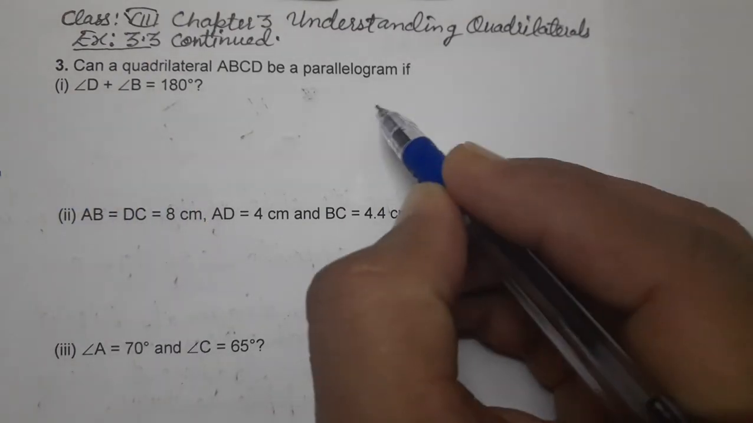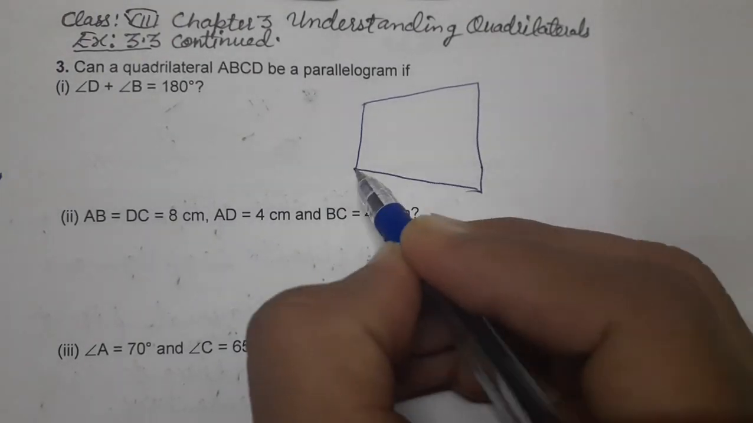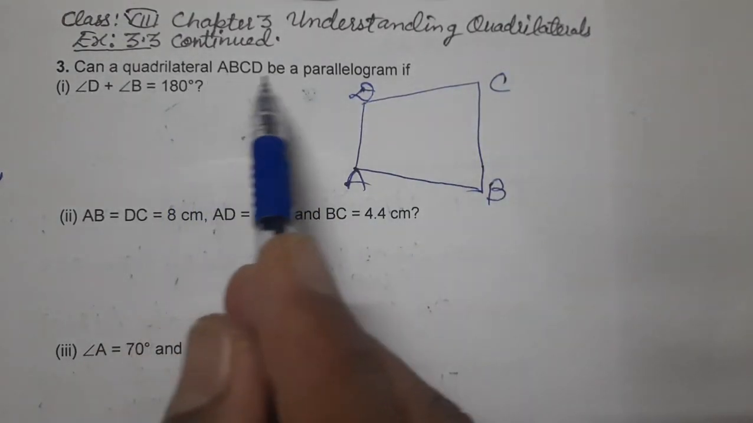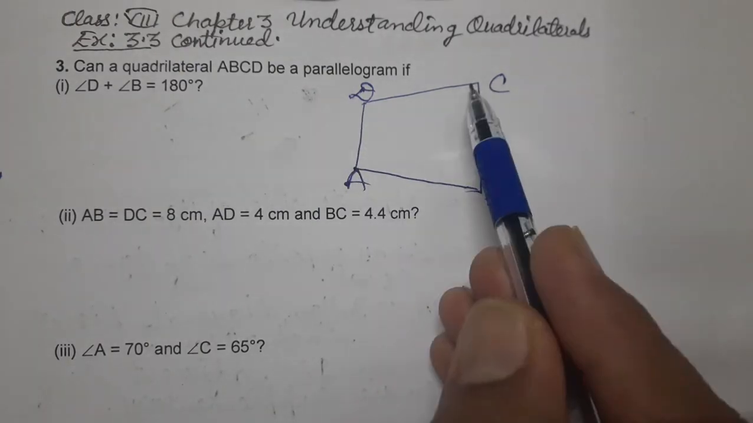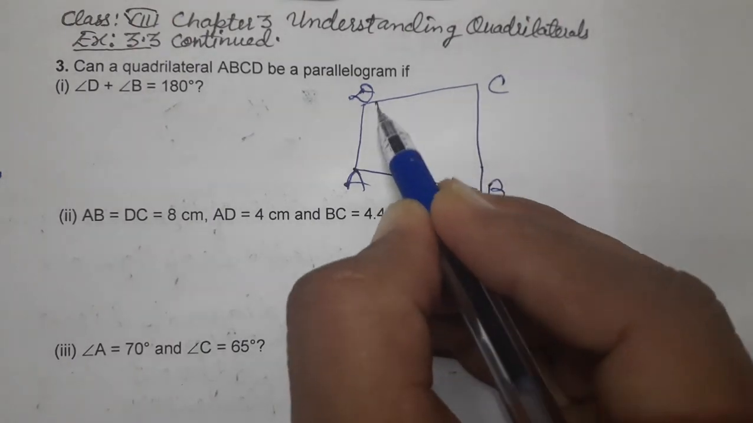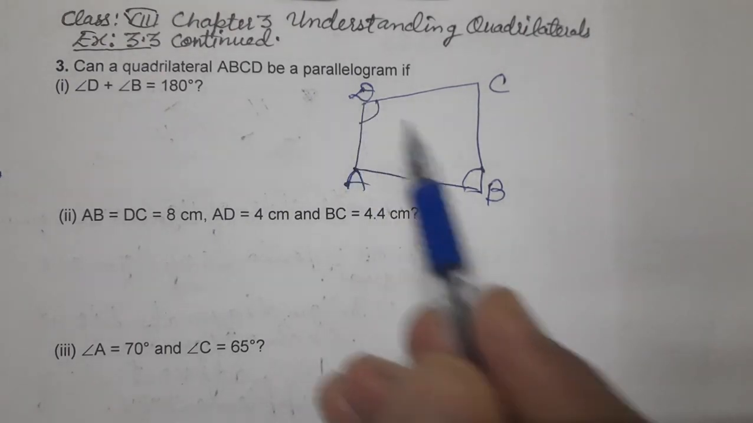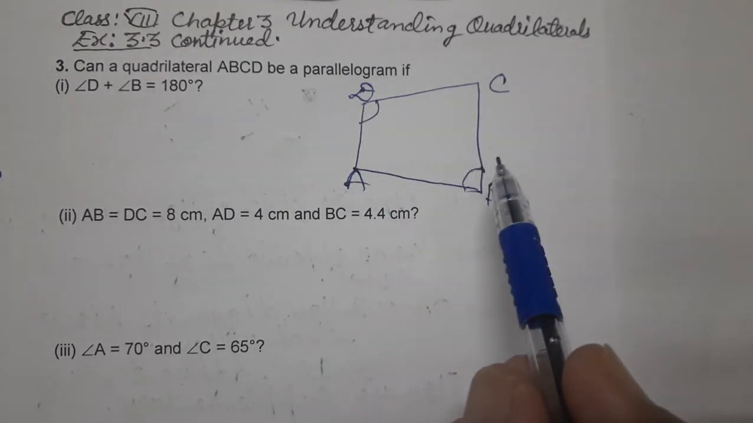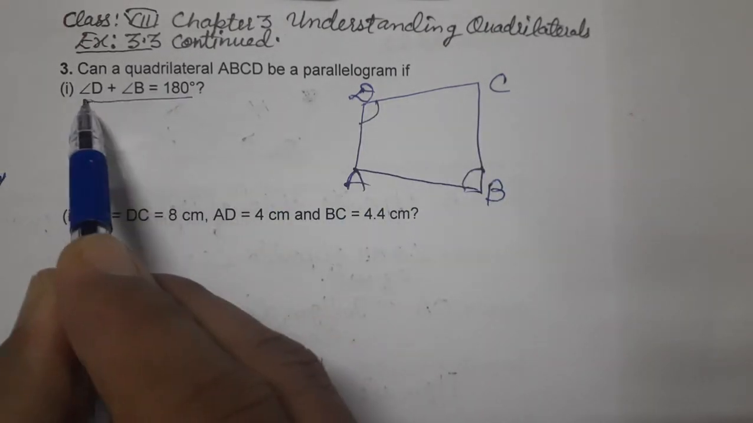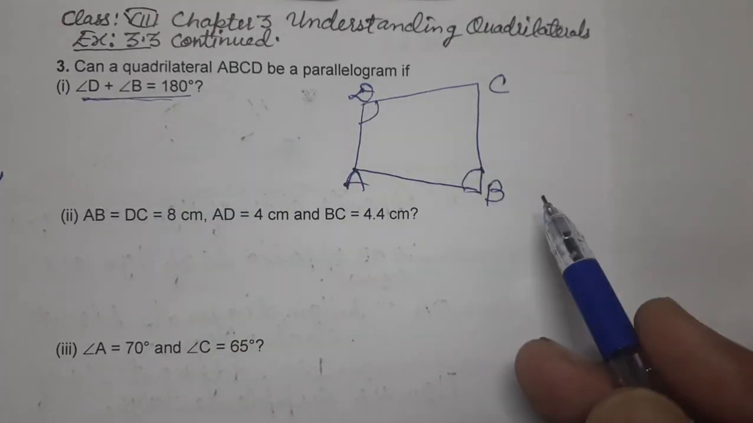So, see, I am making one quadrilateral, children. One quadrilateral I have made. I have given the name ABCD. Now, what's the question? Can it be a parallelogram? Can ABCD be a parallelogram if angle D plus angle B equals 180 degrees? If the sum of these two angles is 180 degrees, can this quadrilateral be a parallelogram? If this condition is there, the sum of the two opposite angles is 180. Can it be a parallelogram in this case?